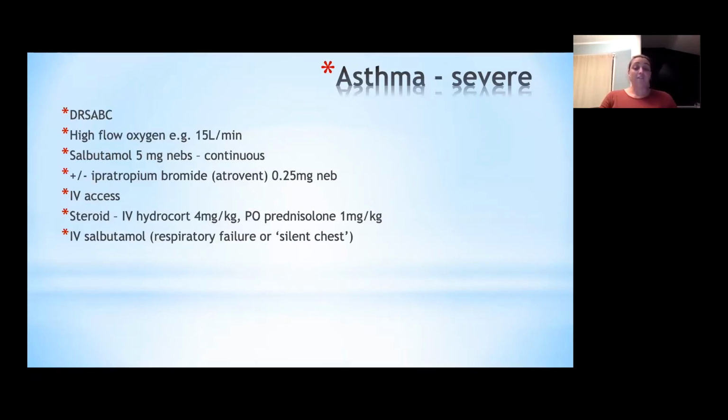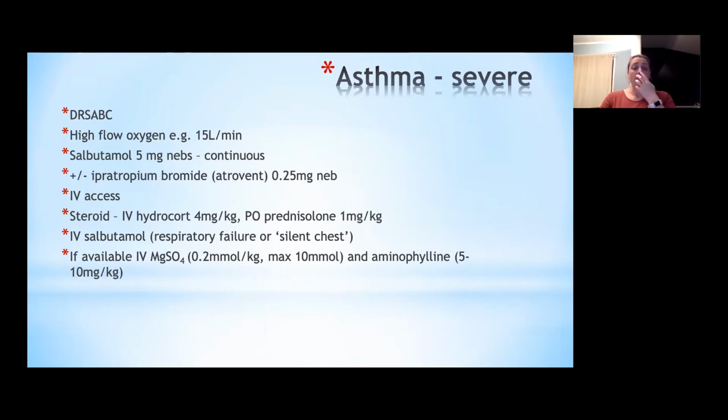They can have IV salbutamol. This is when they're quite severe. If available, we give IV mag-sulf of 0.2 millimoles per kilo to a maximum of 10 millimoles, and also aminophylline 5 to 10 mg per kg. That's kind of our life-threatening asthma protocol. This is all available. Again, it should be on the SARTIC clinical guidelines under asthma if you wanted to look it up.